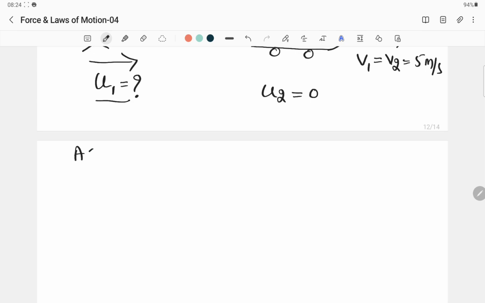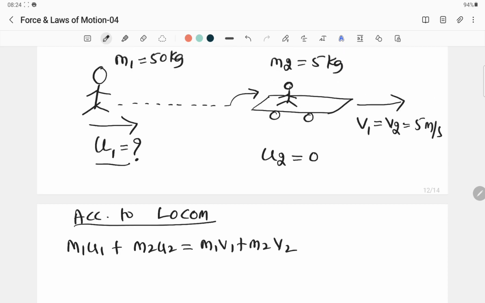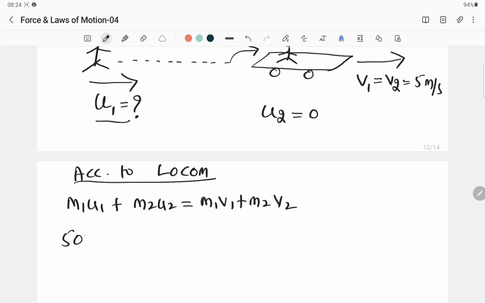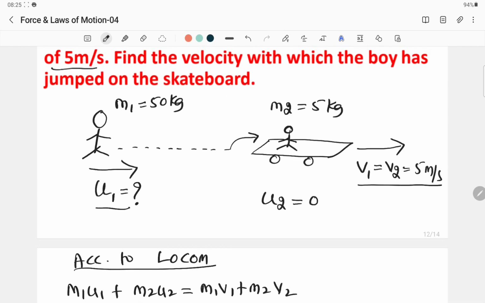Now we have to apply the law of conservation of momentum. According to the law of conservation of momentum, m1 u1 plus m2 u2 is equal to m1 v1 plus m2 v2. All right, so what is this m1? m1 is 50, into u1, that's what we need to calculate, plus m2, the mass of the skateboard, that is 5, into u2, which is 0 because it was at rest. Again m1 is 50 into v1. v1 is 5, plus m2 is 5 into v2, again 5.